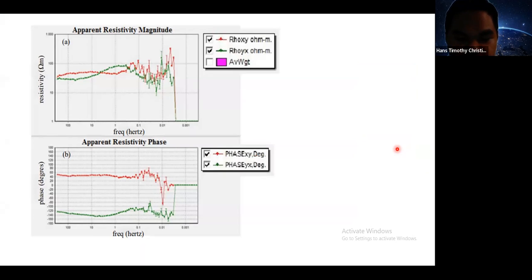This is the picture of the result of data processing, with the noise in the data reduced: frequency to apparent resistivity, and frequency to phase. One-dimensional data at one measurement point will be inverted and combined with data from other measurement points into one track.